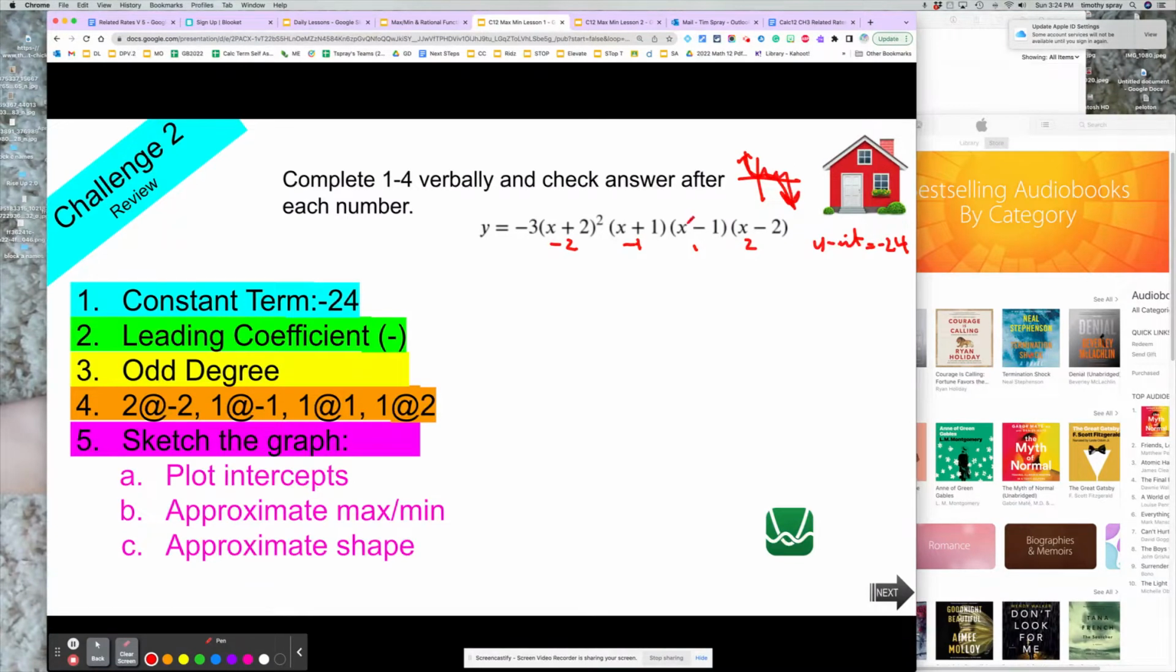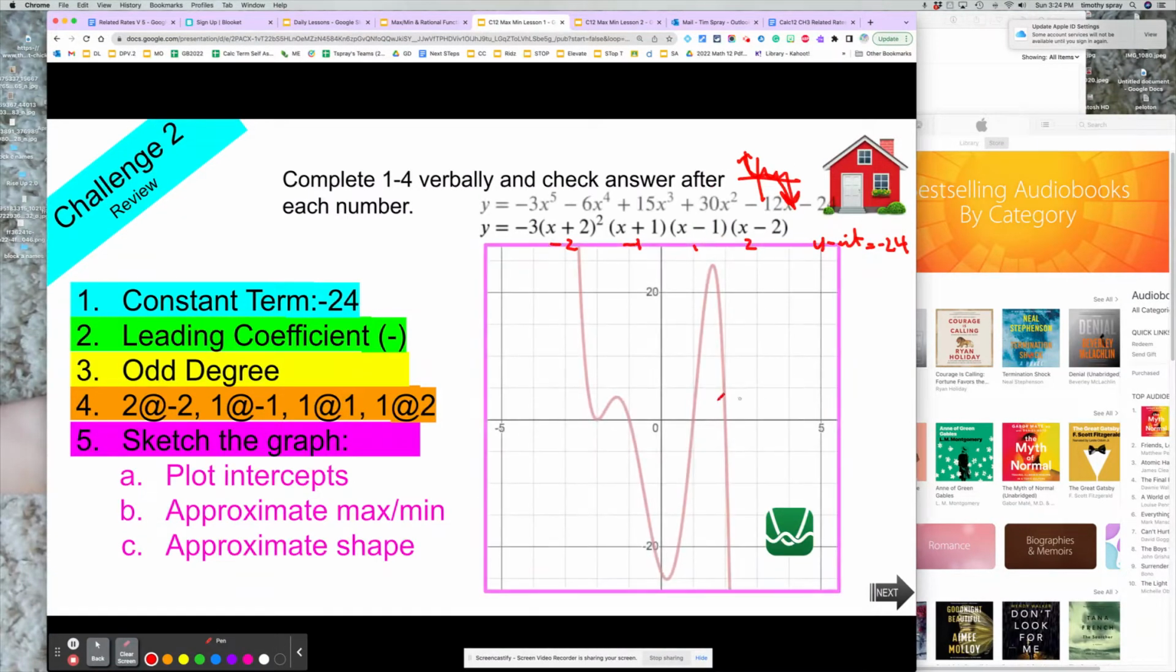Maybe there's a couple jumps in there. And so I'll show you what the graph looks like. Look at this. Here's our -2. Here's our -1. Here's our -24 right down there. Here's our +1. Here's our +2. Since we know it starts in this quadrant, that's how I know it starts up here.